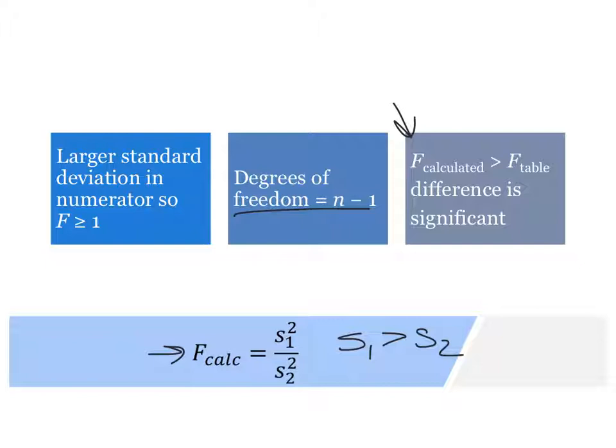When comparing a calculated statistic to one in a data table, it's typical to see that we will consider a difference to be significant when the calculated value is greater than the tabulated value. Let's step through an example to demonstrate what I mean.